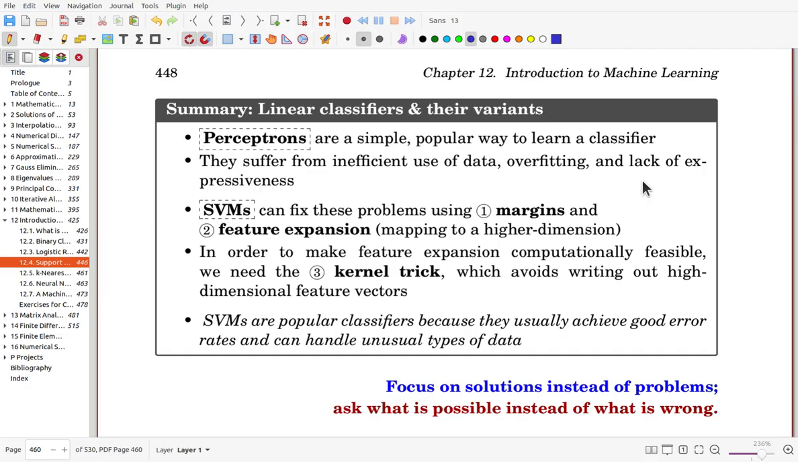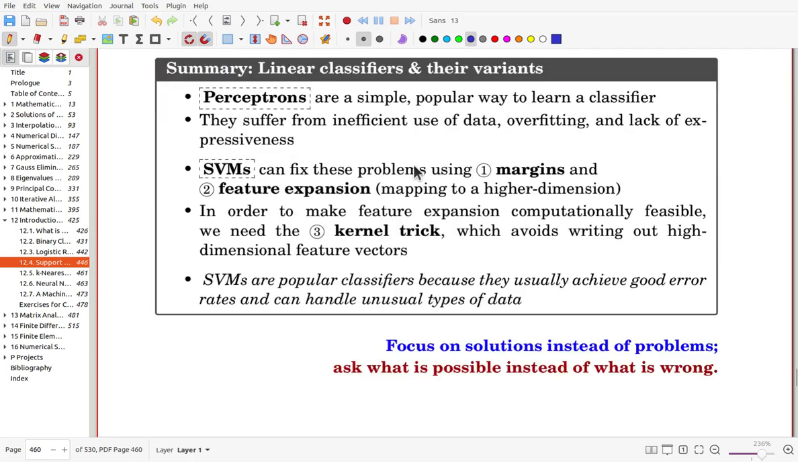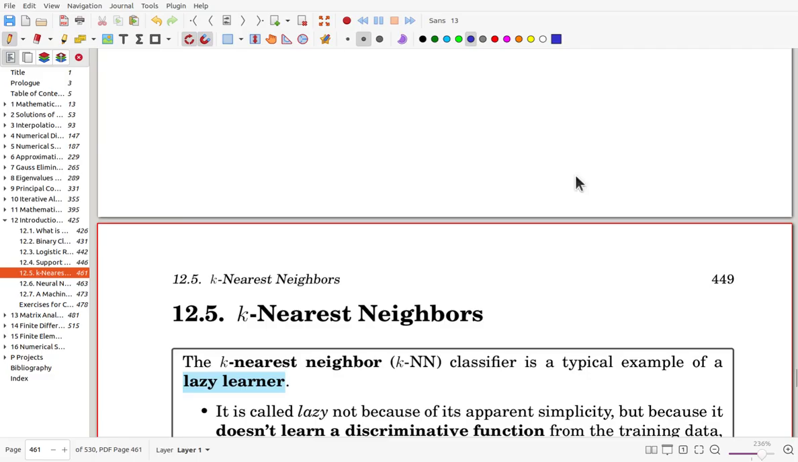These algorithms were developed by engineers, and it looks like they try to find solutions rather than get stuck on the problems. So for yourself, ask what is possible instead of what is wrong. Okay, that's the end of this section. Thank you.